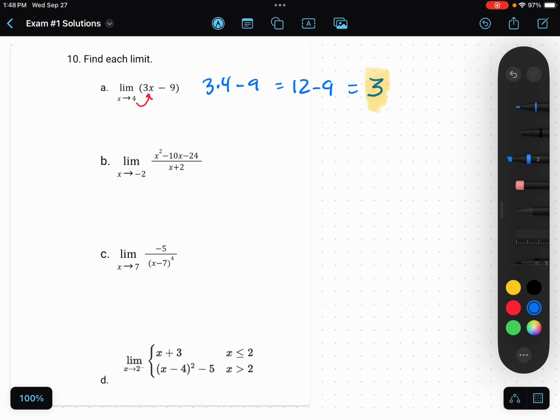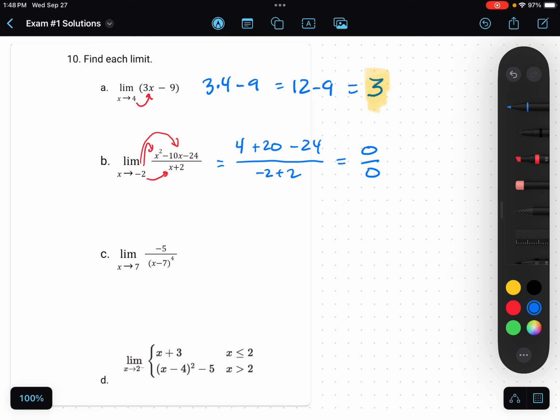Now, for letter B, we're supposed to do the same thing. We're supposed to take that -2 and put it where we see the x's. So I'm going to put a -2 in there, and 1 there, and 1 there. When I do that on this problem, I get -2 squared, which is +4. -10 times -2 is +20. And then I have -24 there. On the bottom, I get -2 plus 2 when you substitute it in. And that turns out to be 0 over 0.